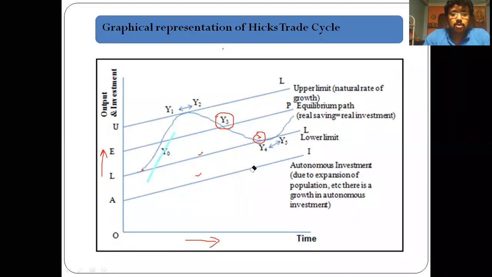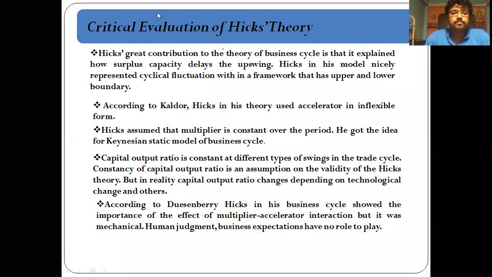Now I am using all this marking, otherwise I will not be able to move further. Now, the critical evaluation of Hicksian theory. What are the loopholes? What are the shortcomings?